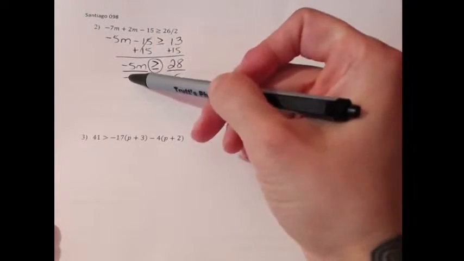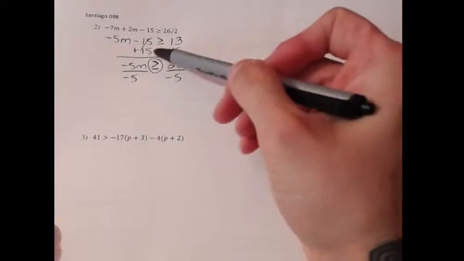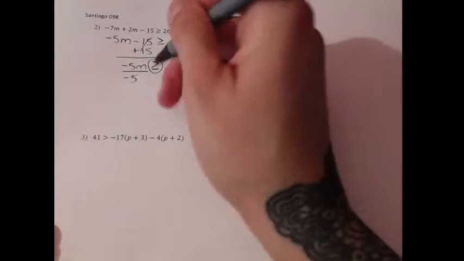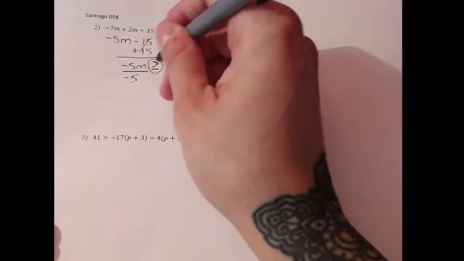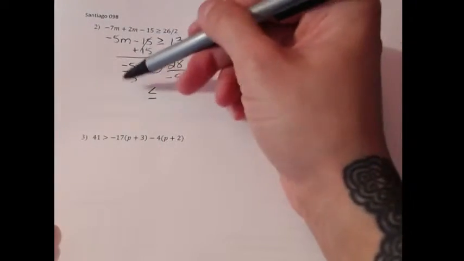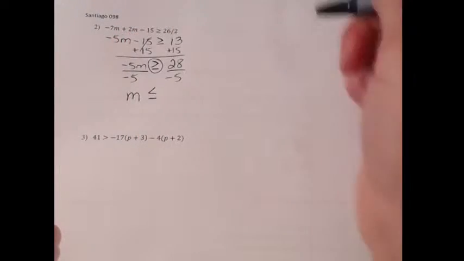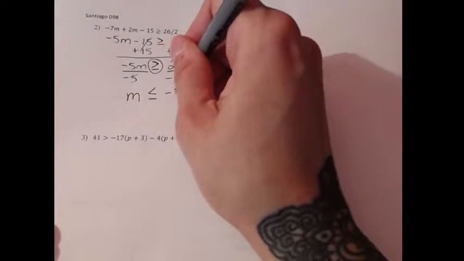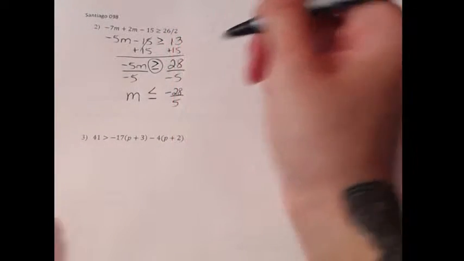Oh, so because I'm dividing by a negative 5, I must flip the direction of the inequality symbol. So we go from greater than or equal to, to less than or equal to. Negative 5m over negative 5 is simply m. And then 28 over negative 5, that doesn't reduce, so I'm going to write it as the fraction negative 28/5. And there's our solution. Yes, exactly, Hannah. You got to switch that inequality symbol.